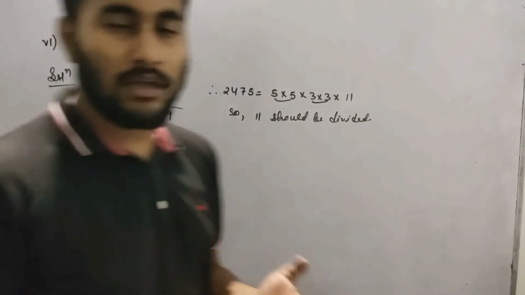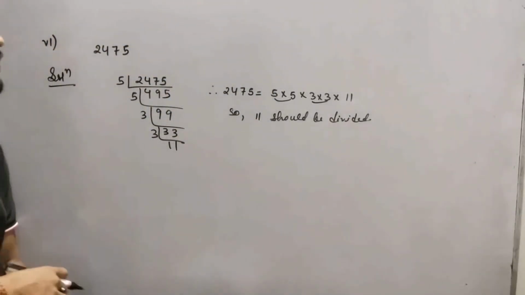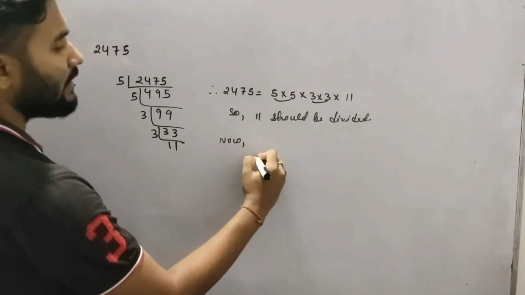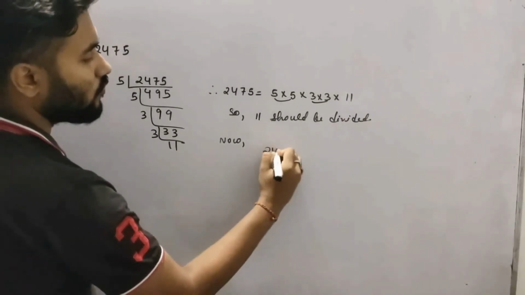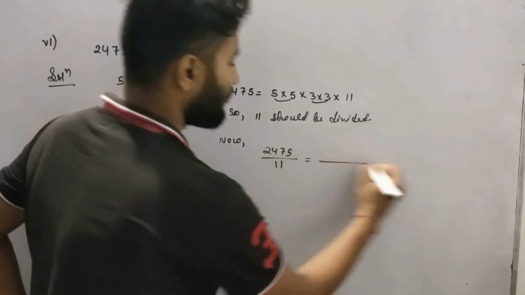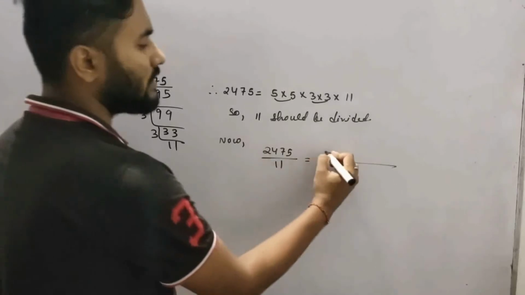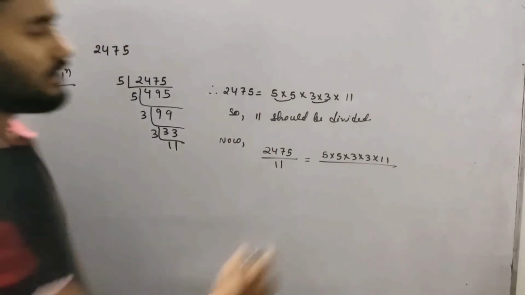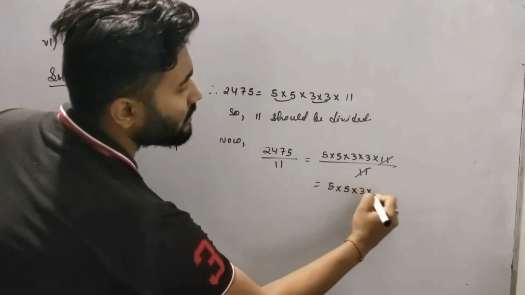Now your last part. Last part is what? Also find the number whose square is the new number. Understood? So for that, what should we divide? 11 we should divide, right? So divide by 11. 2475, sorry, no need to put root over it now. 2475 divided by 11. What is 2475? 2475 is 5 5 3 3 11. By what will I divide? 11. So 11 and 11 cancel. What is remaining? 5 5 3 and 3.